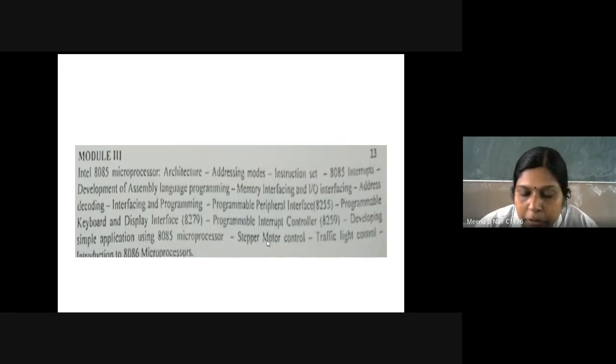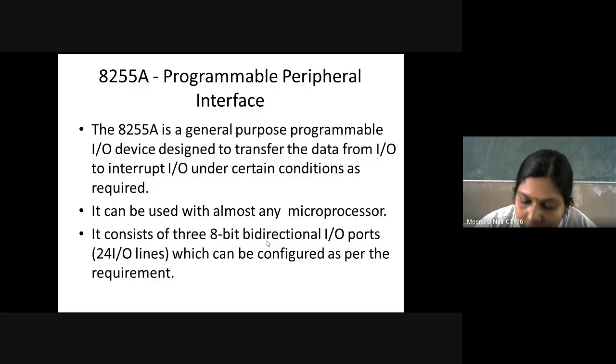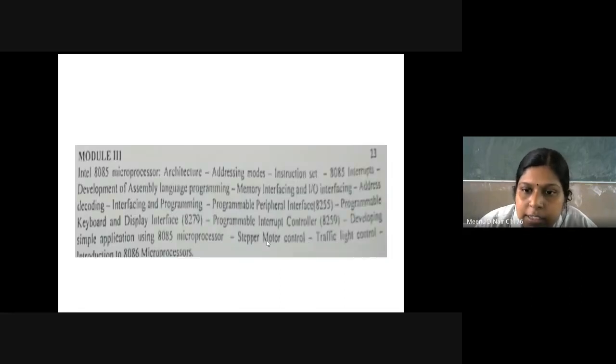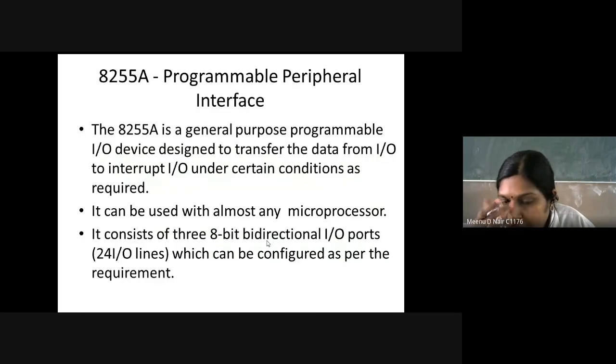So let us see a recap of your previous classes, which is nothing but 8255 as well as 8259. So what is 8255? That is nothing but a programmable peripheral interface. You are going to connect multiple devices to the 8255. So what is the main requirement of this programmable peripheral interface, or you can call it a PPI? Okay, 8255 is a PPI.